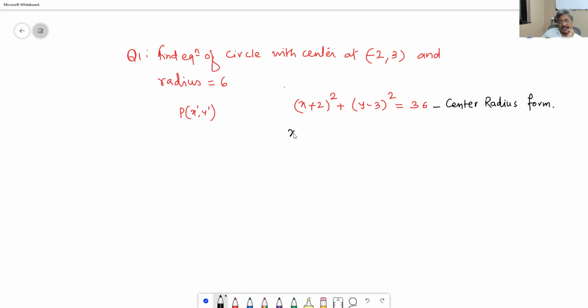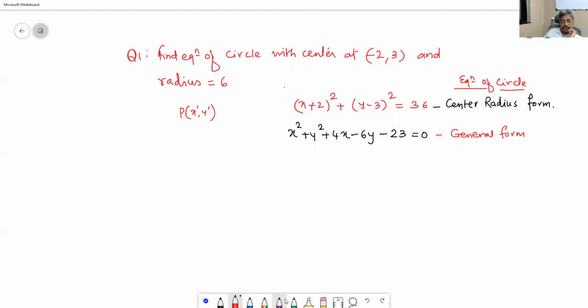Okay, if we expand, we get x square plus y square plus 4x minus 6y plus 4 plus 9, 13 minus 36, minus 23 is equal to 0. This is the general form of the equation of a circle.